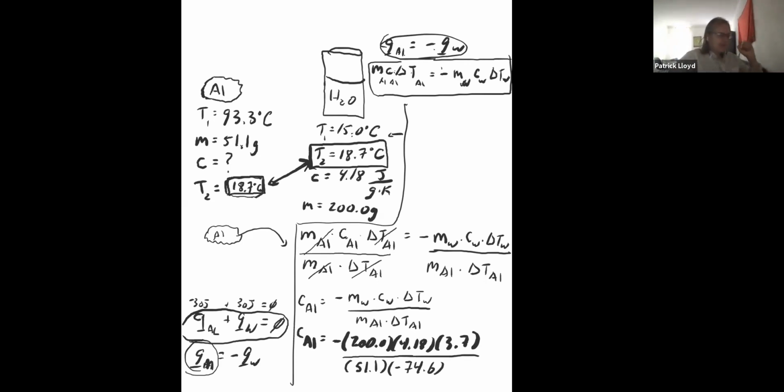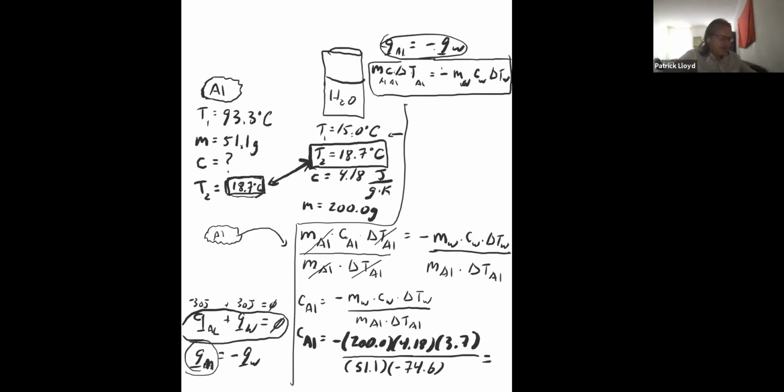So now you have two negatives, one in the numerator, one in the denominator. Those negatives, for lack of a better word, would cancel. So you've got 200 times 4.18 times 3.7 divided by 51.1 divided by negative 74.6. Ooh, all right, I have to do it again because I made one mistake. 200 times 4.18 times 3.7 divided by 51.1 divided by 74.6. 0.81. Okay, so it's between 0 and 1.